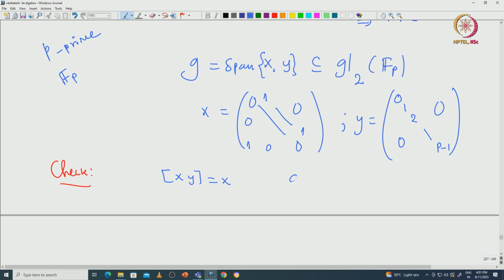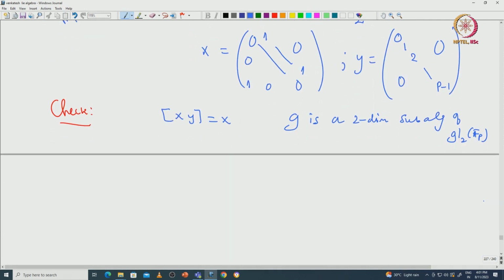In particular, g is a two dimensional subalgebra of this GL 2 F p. Now, if you think about it, it is actually solvable. That is easy to see because the derived algebra is one dimensional. If you take g bracket 2, that will be 0. But it is easy to show that x and y will never have a common eigenvector.